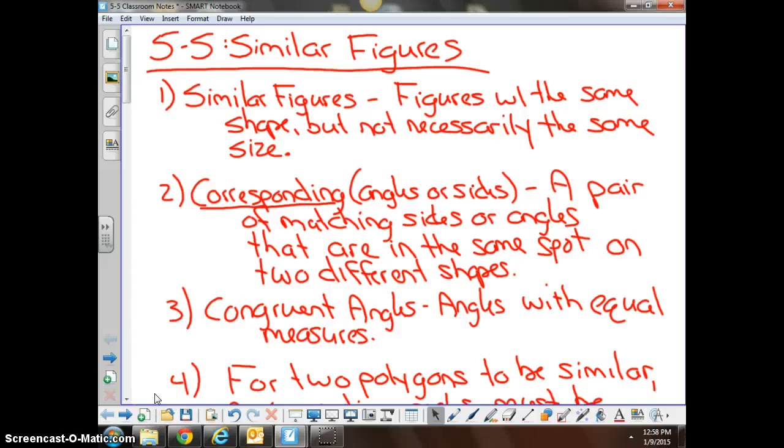All right, ladies and gentlemen, 5-5, similar figures, chapter 5, lesson 5. We have some vocab to start off. The first vocab word is similar figures.